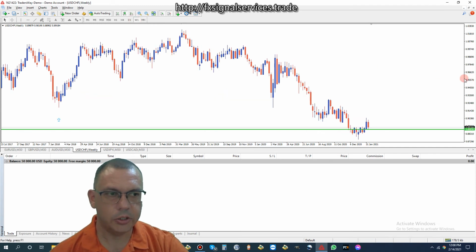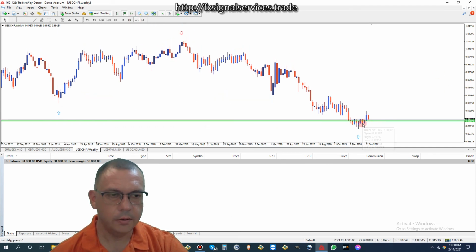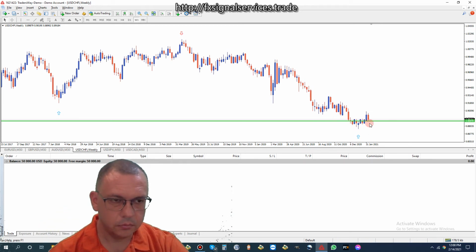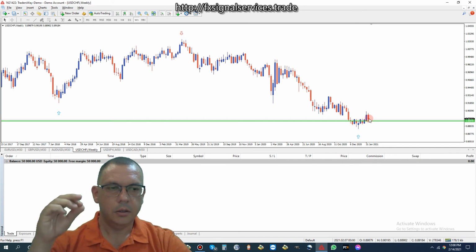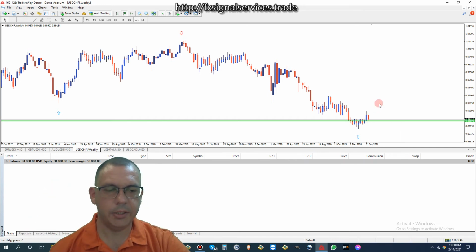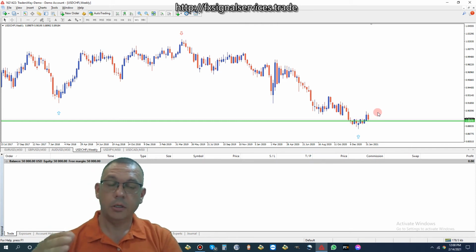If we look at the weekly chart, we see the price has shot up to here and it pulled back. Very, very clear to me. But now it's getting ready to go back up again. So long term, and I know I've been saying this for the last few weeks, long term the US dollar is going to be going up.